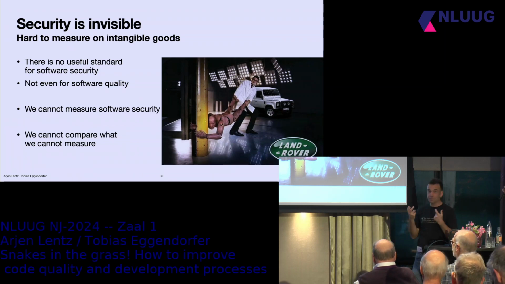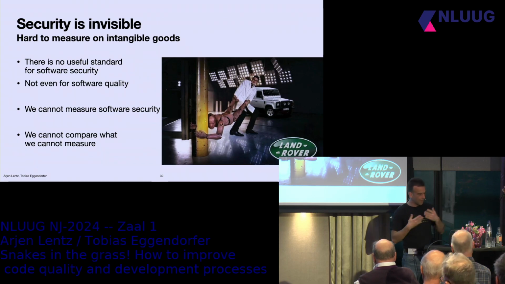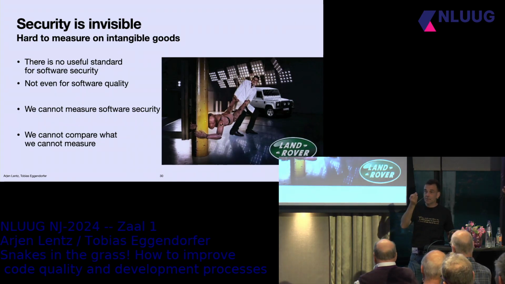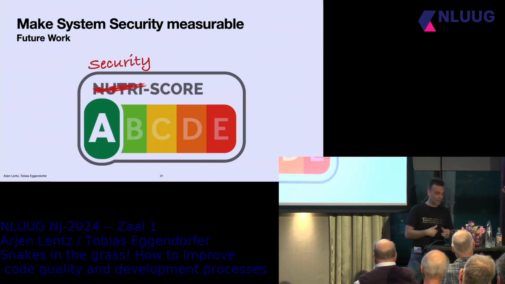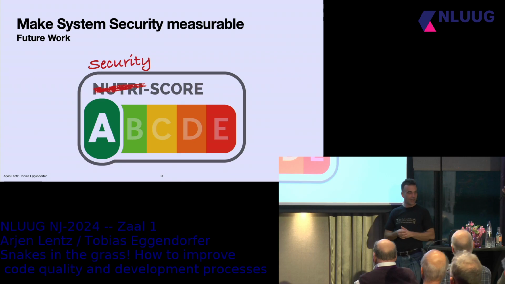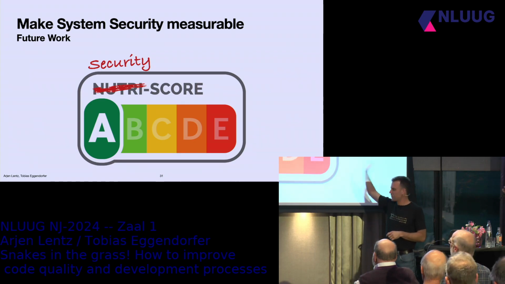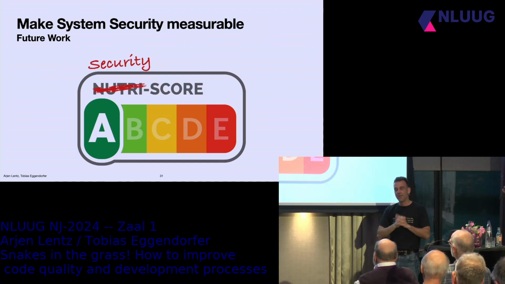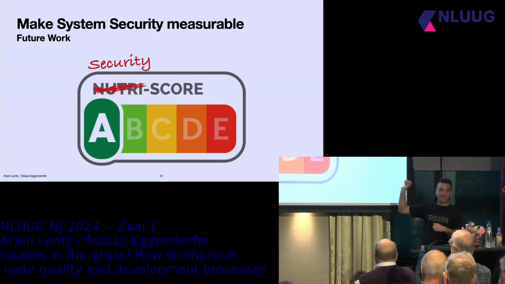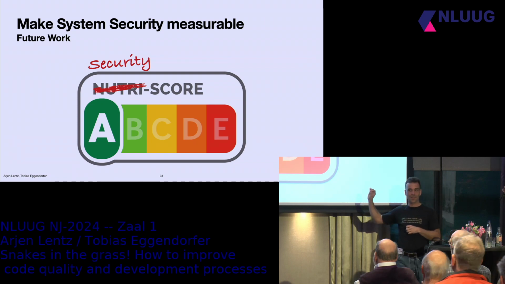We don't even have a measurement for software quality. We cannot tell whether software is good or not. So this is a research area that I'm working on. But we need to be able to compare things. We need to be able to measure things so that we actually can do something. And my fantasy is that in the future, at some point, we've skipped the bloody Nutri-Score. Has any one of you ever looked at it? Oh, thank you. I don't either. But we need something like this for software. We need to be able to tell whether software is secure or not.